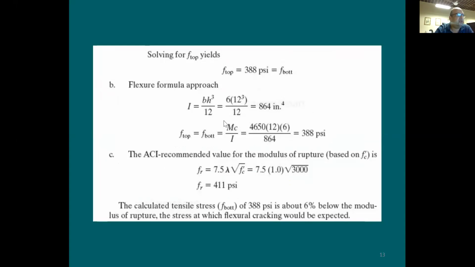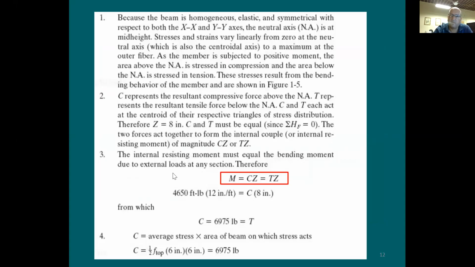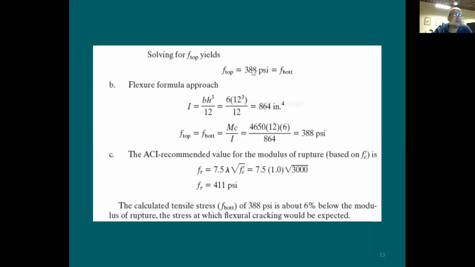So whether you do it with the Flexure Formula approach or with the internal couple forces method, you're going to get exactly the same answer. Whether you do it this way or that way, it's going to be 388. Again, the comparison with the 411 tells you that you still have some room for this beam to take some loads without cracking. So this beam is uncracked yet.